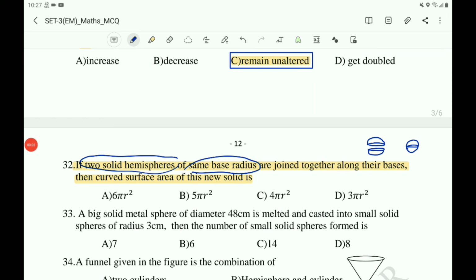Then what is the formula to find the curved surface area of the sphere? That you have to write here. That is 4 pi r square. Option C, 4 pi r square. Note down the answer.